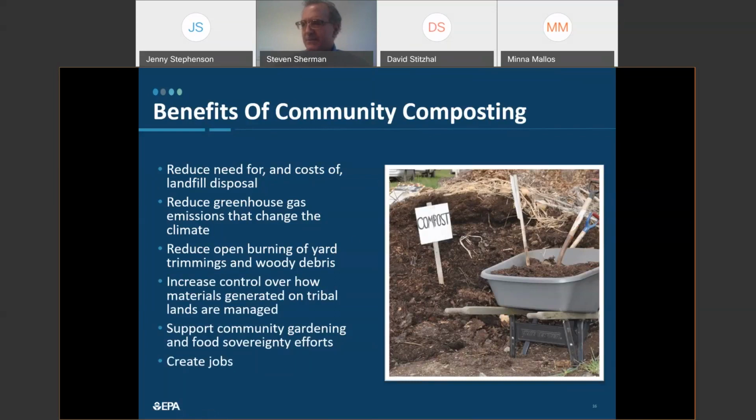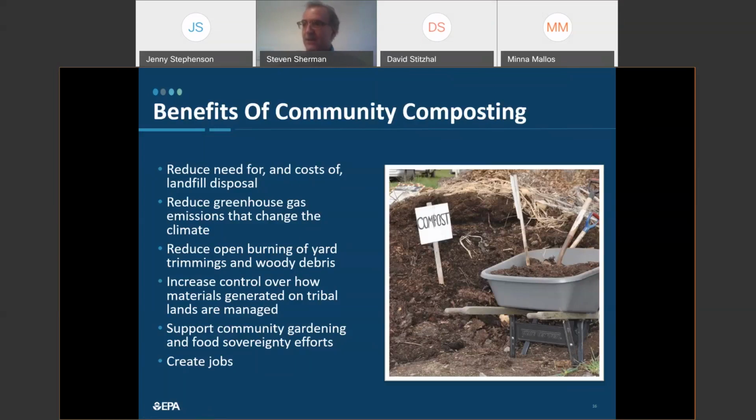Let's run through these. By keeping organic materials out of a landfill, you can reduce methane emissions. And when released to the atmosphere, methane gas contributes to climate change. Methane is created when bacteria break down the landfilled organic materials without the presence of oxygen. Keeping food waste and yard trimmings out of landfills reduces the greenhouse gas emissions that contribute to climate change. So that's one thing. It also can reduce the need for and the costs of landfilling.